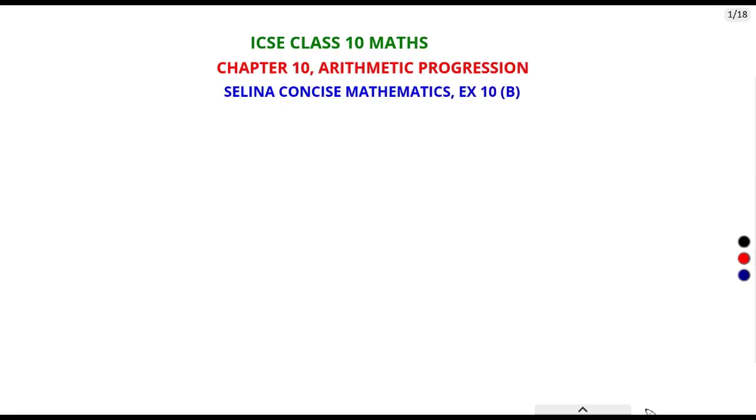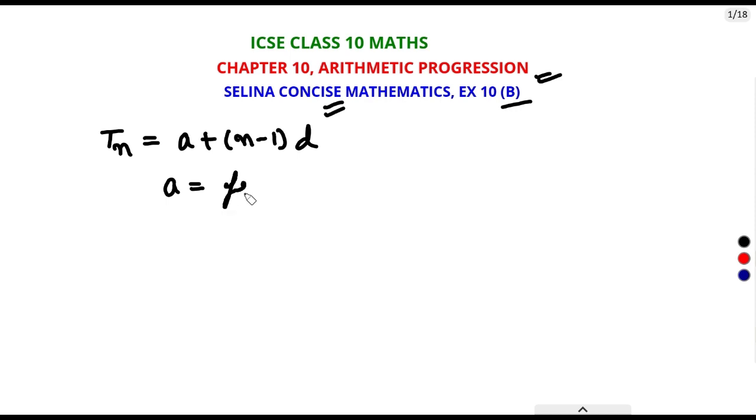Hello students, in continuation of previous lecture, today we will solve exercise 10th B from Selena Concise Mathematics based on arithmetic progression. This exercise is based on basic formula for nth term of AP, that is Tn is equal to A plus n minus 1 into D, where A is the first term and D is the common difference.